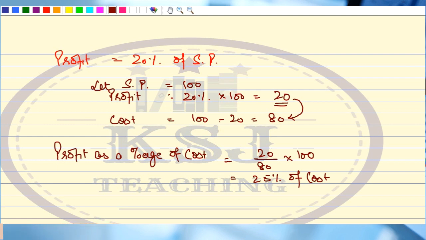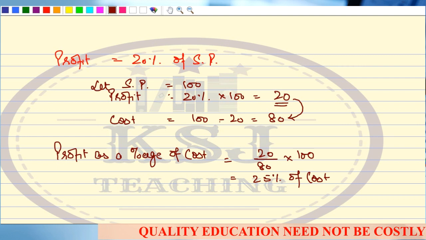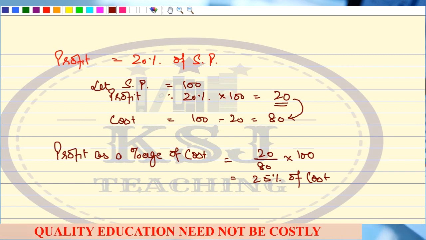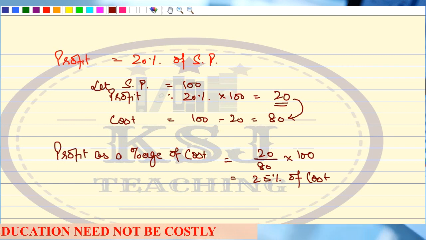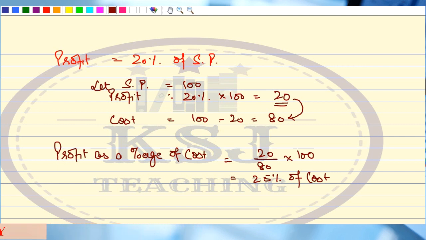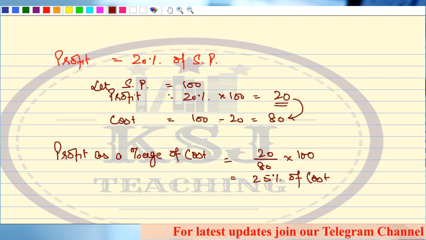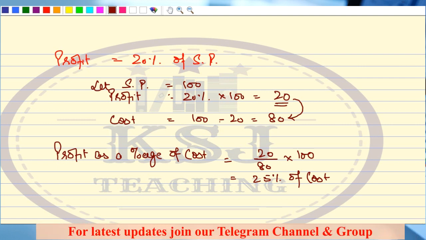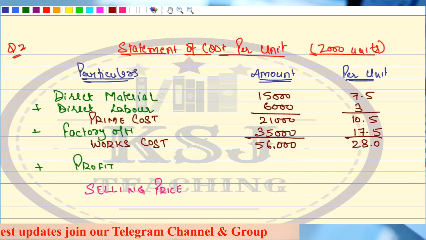Clear? So firstly, you have to read very carefully whether the profit percentage is on the selling price or on the cost. If it is given on the selling price, convert it into the profit percentage on cost, right? 20% of selling price is equal to 25% of cost, right? And if it is given 25% of selling price, it will be 33.33% of cost, right? So the profit is 25% of cost.